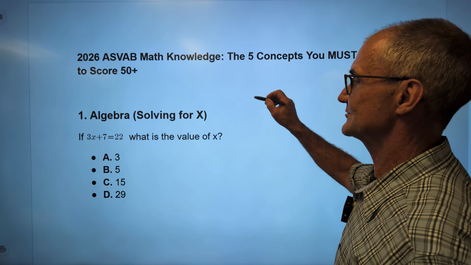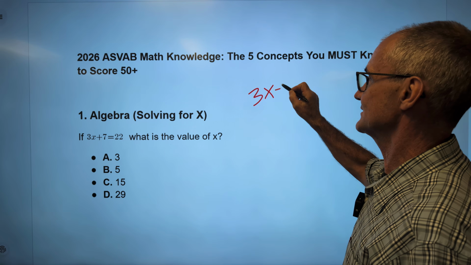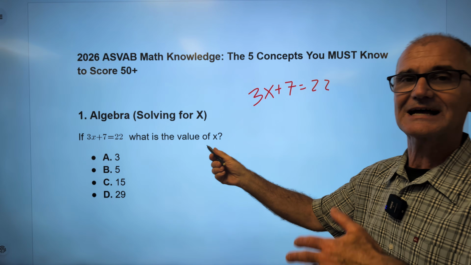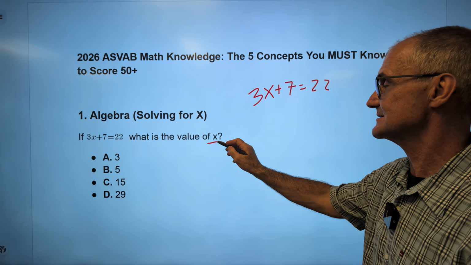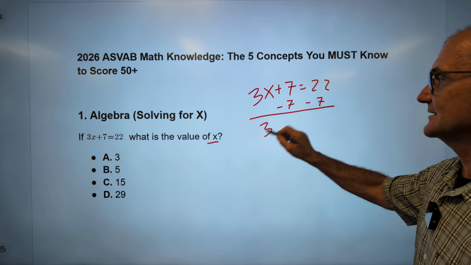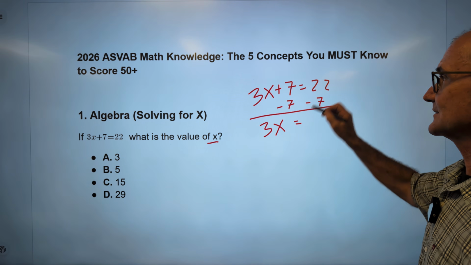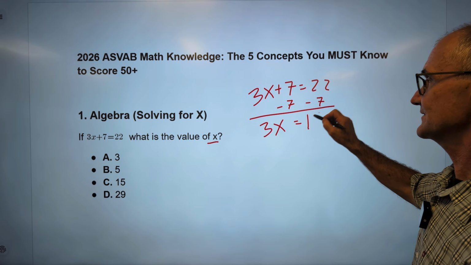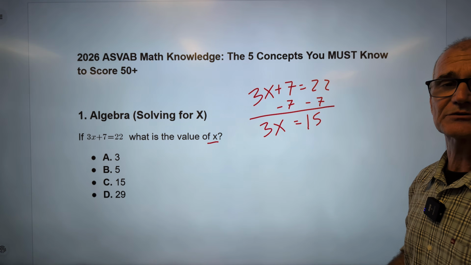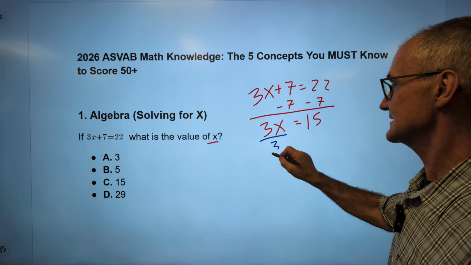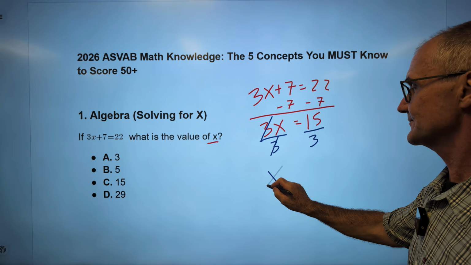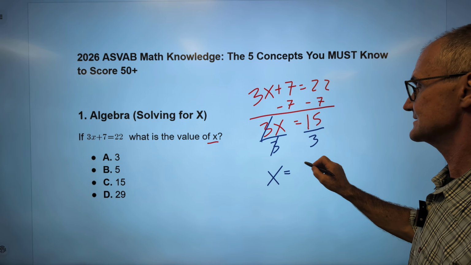First concept is Algebra 1. What I am saying is 3x plus 7 is equal to 22. It is saying, what is the value of x? I have to isolate my variable x. First order of operations is I subtract 7 from both sides to get 3x by itself. 22 minus 7 is 15. Next operation I need to do, get rid of that 3. It is being multiplied. The reverse is division. So I divide both sides by 3, getting x by itself. 15 divided by 3 is 5.